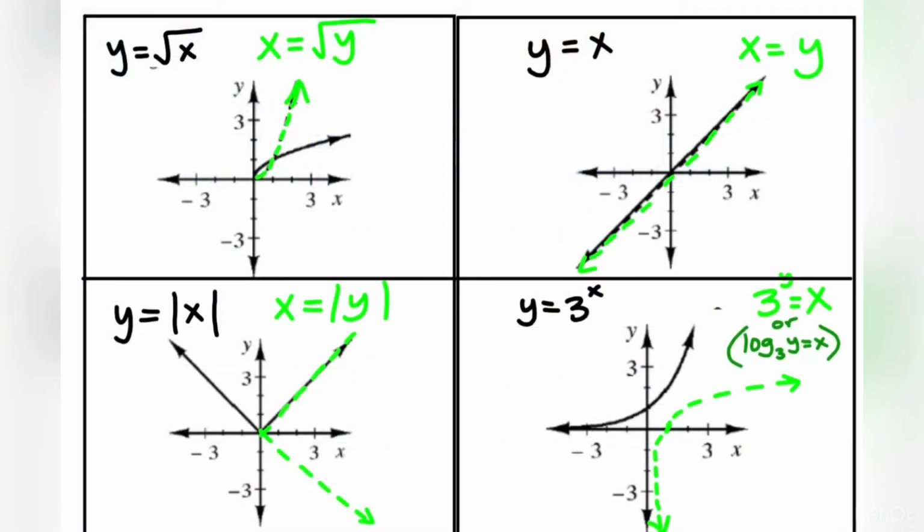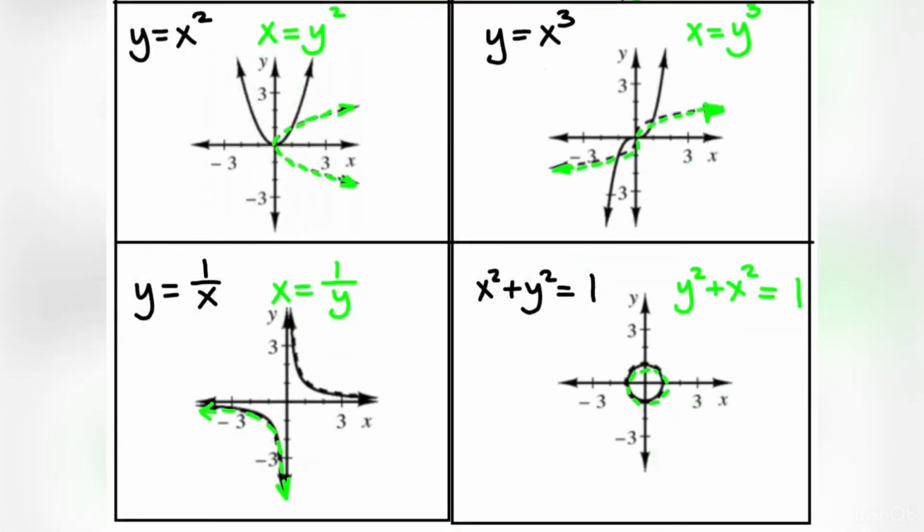All right, pause this if you need to. But here are my first 4 answers where the black is the original and the green is the inverse. And my next 4, and I apologize, I forgot to do my inverse graph for the other part of the hyperbola. Whoops.